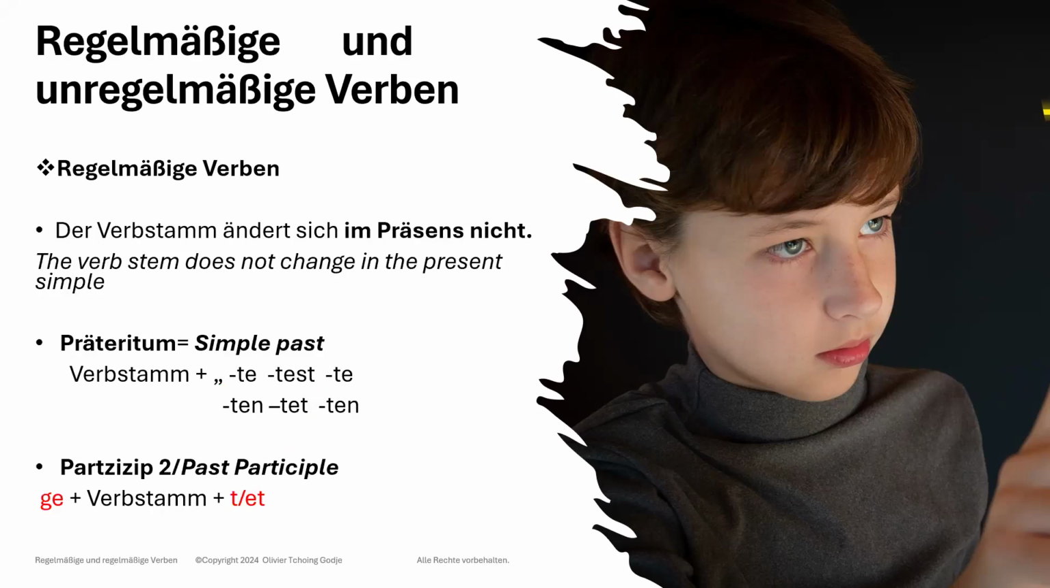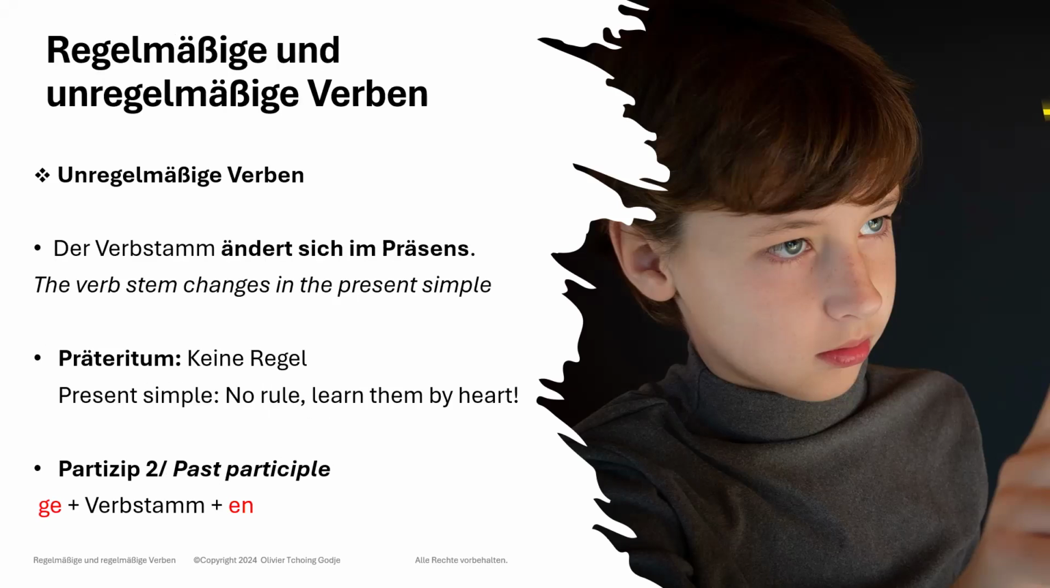In a nutshell, I'm going to give you a summary so that you don't forget it. We have three levels how to identify regular verbs. First of all, regular verbs do not change in the present simple. Regular verbs have the same ending, te, test, te, ten, tet, and ten in Präteritum, that's the past simple. And regular verbs end with t or et when we build their past participle.